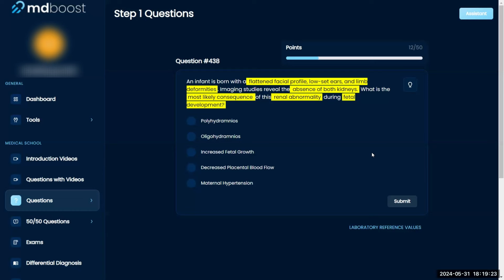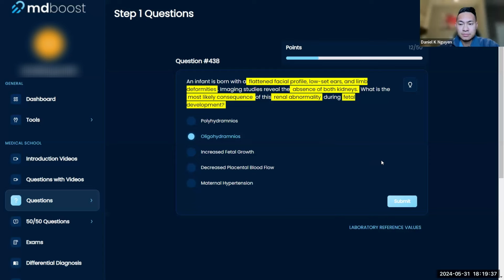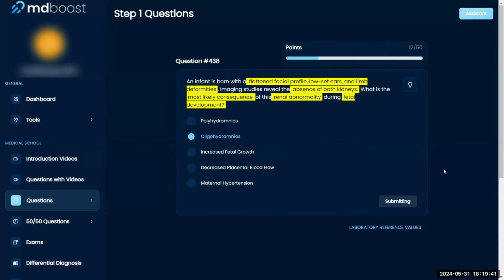Is it oligo? I would probably guess oligo in this case, because absence of both kidneys means you're not peeing out enough liquid for the mom to develop enough amniotic fluid. Okay, I think that's what I would go with. Final answer.